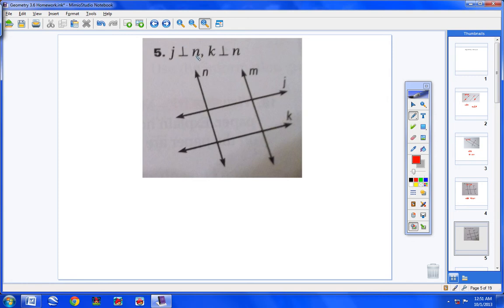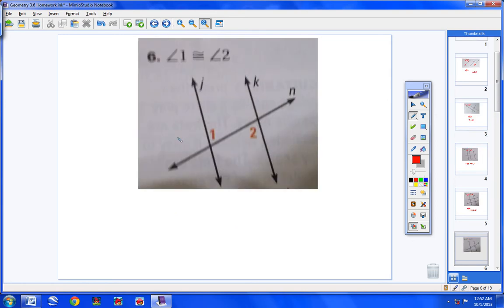Okay, number 5. J is perpendicular to N, and K is perpendicular to N. So I can definitely state that J is parallel to K. Why? Because J and K are both perpendicular to the same line, line N. And the theorem number for that, excuse me for yawning, I apologize, is theorem 3.12. Now let's take a look at number 6. Number 6 is going back a couple lessons, I believe, okay? How do we know that J is parallel to K?